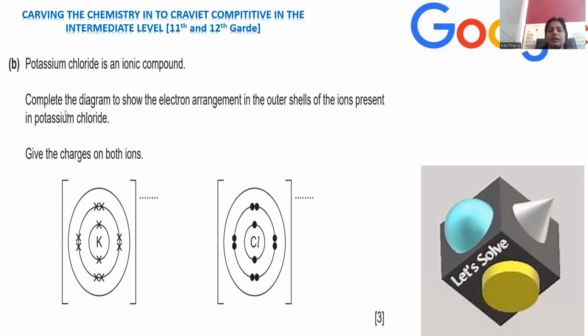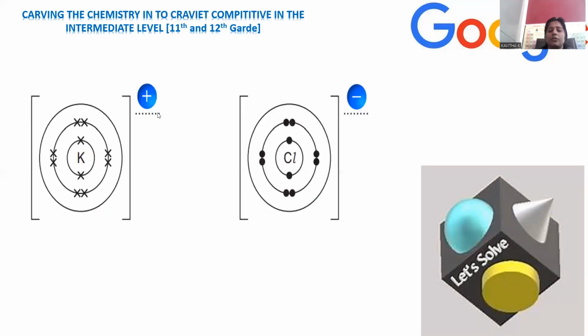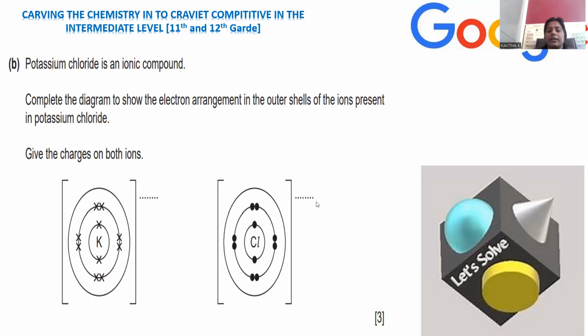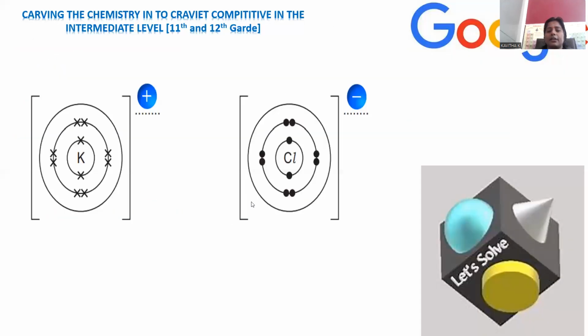They are asking for the complete diagram showing the electron arrangement and the ions present, and to give the charge on both the ions. Potassium is acquiring a positive charge and chlorine is acquiring a negative charge. Being an ionic compound, this is the way we can represent the ions, right? So the transfer of electrons is called an ionic bond.